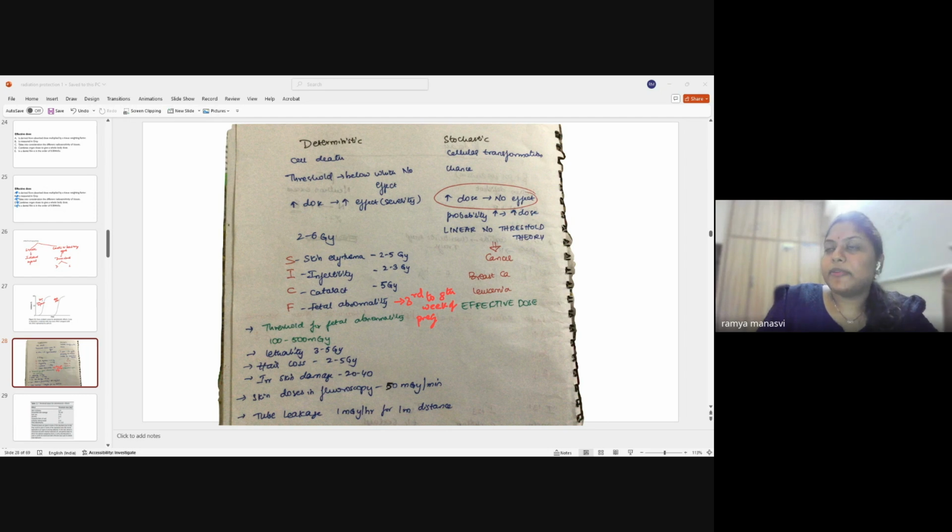Next, stochastic effects happen only if there is cellular transformation. It is by chance. Even if there is increase in the dose, there might not be an effect, but the probability will increase. If you're increasing the dose, the probability of having an effect will increase. And it is the linear no threshold theory. So stochastic is where there will be mutations. That is the place where we'll have cancers as well, that is breast carcinoma and leukemia. So where we're talking about effective dose, we're talking about the stochastic effect.